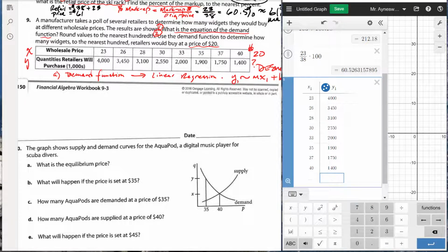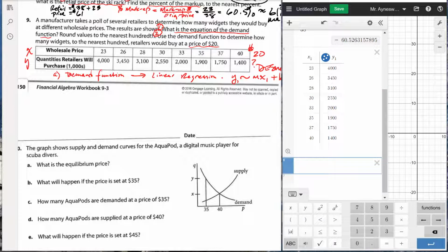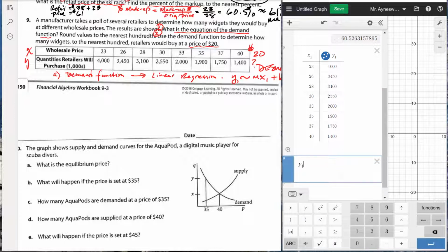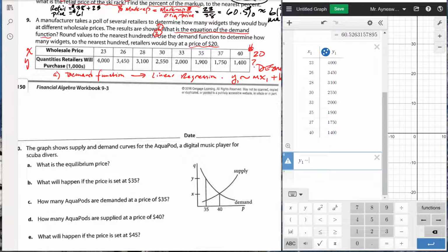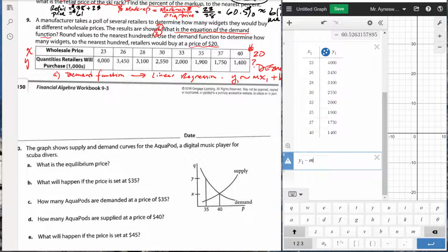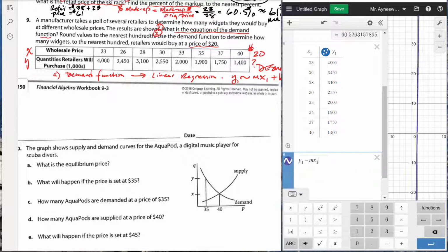Okay, so hopefully I got that right. Let me just double check. 23, 4,000. I'm just double checking right now because I'm talking and typing at the same time. Not easy to do. All right, now let's figure out the linear regression line. So type in y1 is approximately equal to mx1 plus b.